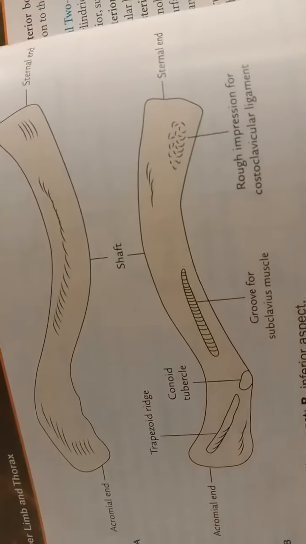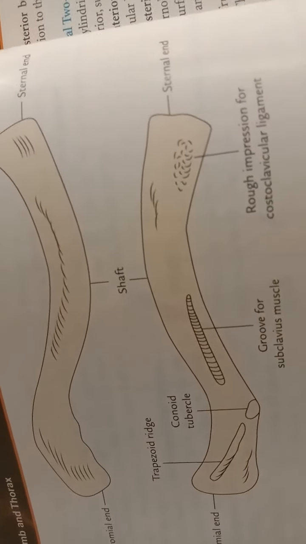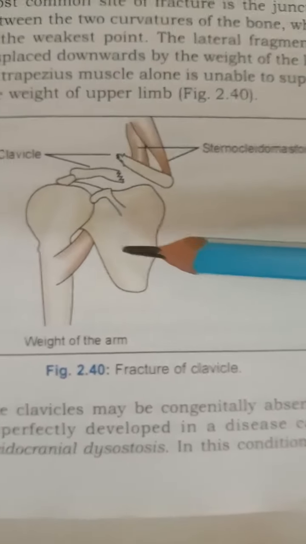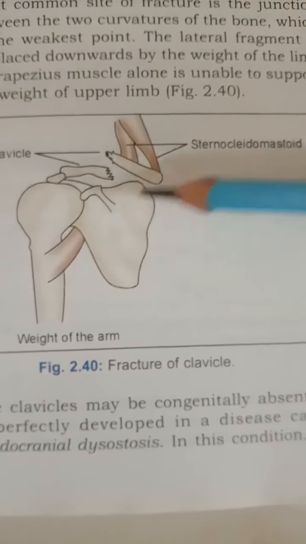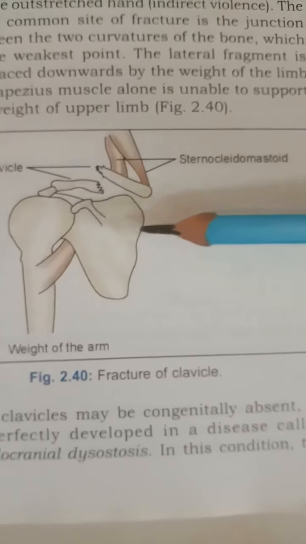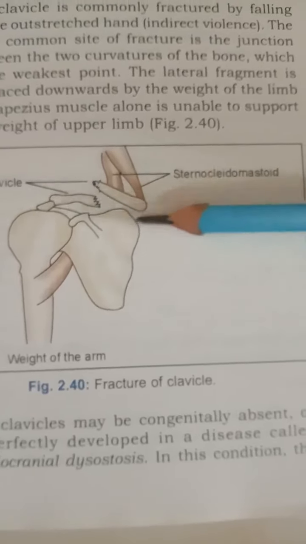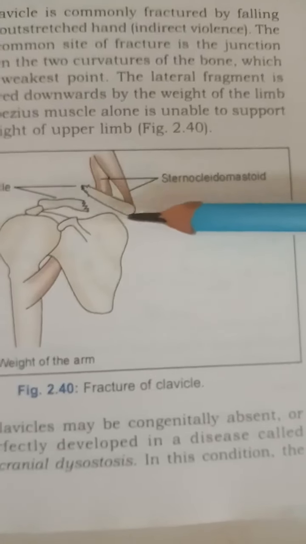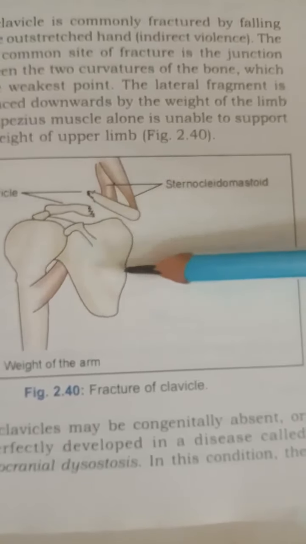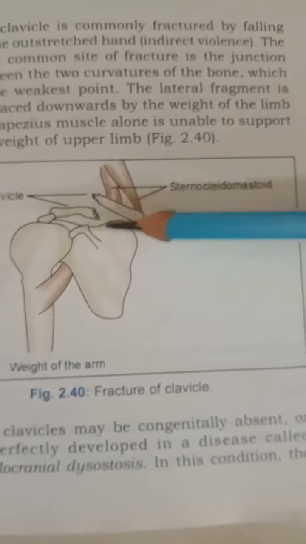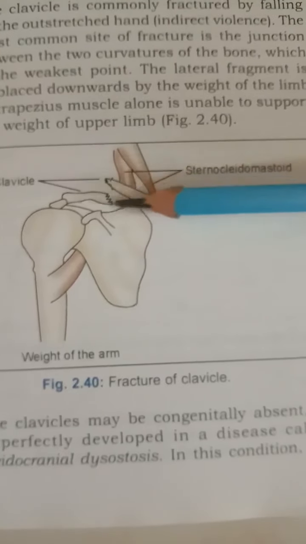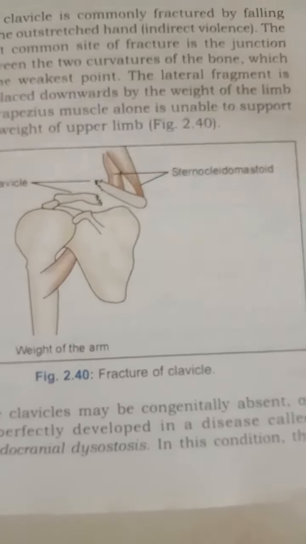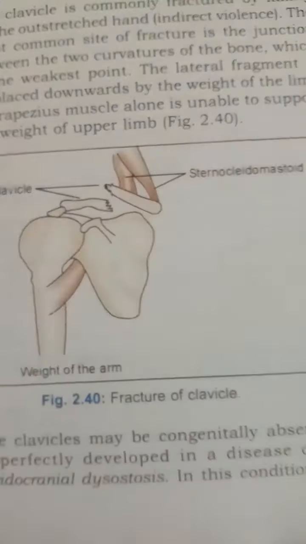After that, let's see the clinical points related to the clavicle. The first clinical point is the fracture of the clavicle, which commonly occurs by falling on an outstretched hand. The most common site of fracture is the junction between the two curvatures of the bone, which is the weakest point, at the junction of the medial 2/3 and the lateral 1/3 of the clavicle. Here is the weakest point, and fracture commonly occurs here.